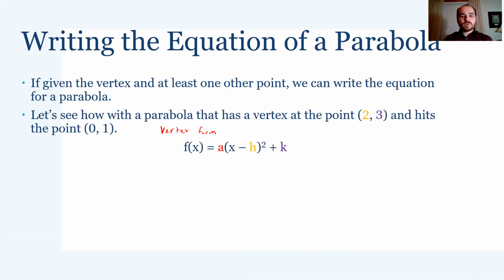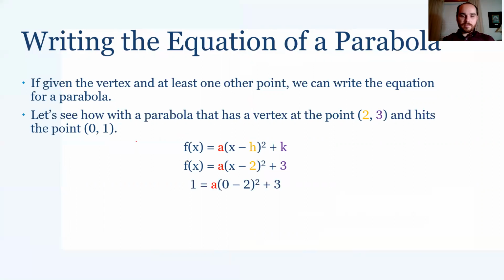Remember, f of x equals a times x minus h squared plus k. So we can already fill in h and k. The vertex, remember, this is h, this is k. So we should go f of x equals a times x minus 2 squared plus 3. Then all we have to do is plug in the other point that we have. So in this case, we have 0, 1. So we'll plug in 0 for x. That'll go here. And then 1 will be our y value. So 1 will go here.